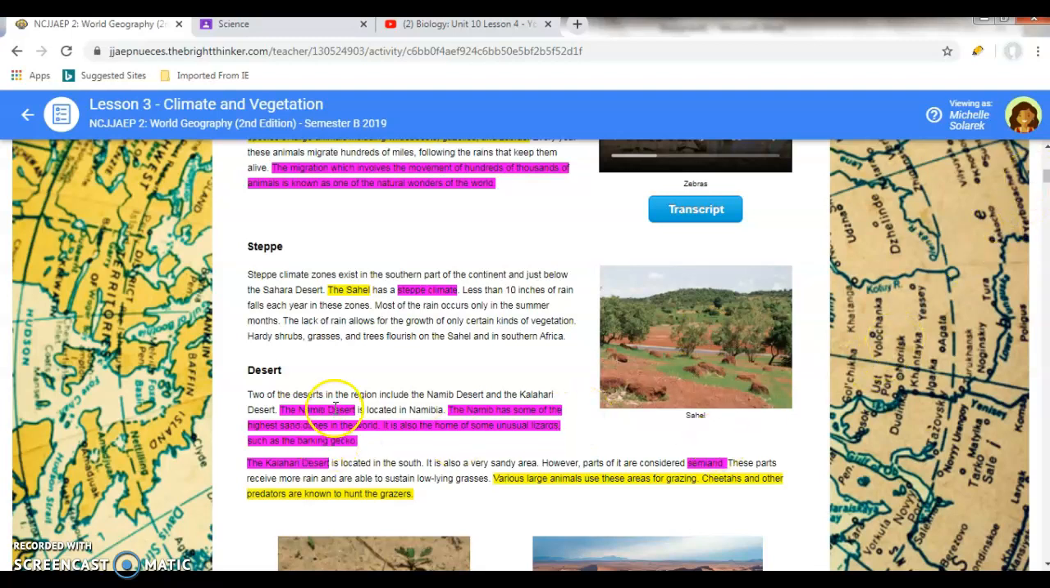For the desert, two of the deserts in the region are the Namib Desert and the Kalahari Desert. The Namib Desert is located in Namibia, and the Namib has some of the highest sand dunes in the world and is also home to some unusual lizards such as barking geckos. The Kalahari Desert is located in the south and it is a very sandy area. However, it's considered semi-arid. These parts receive more rain and are able to sustain low-lying grasses. Various large animals use these areas for grazing.